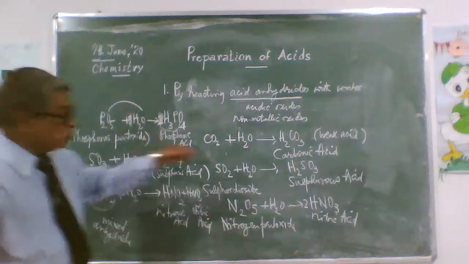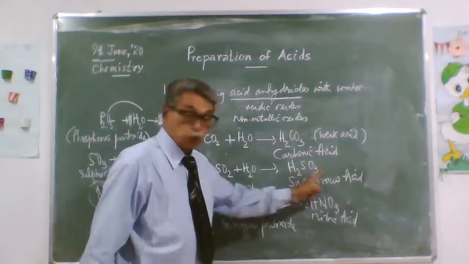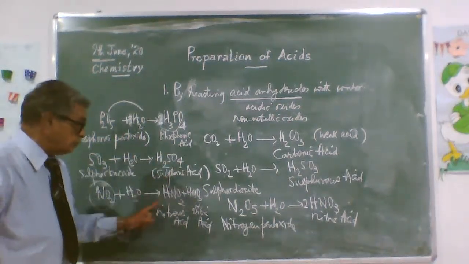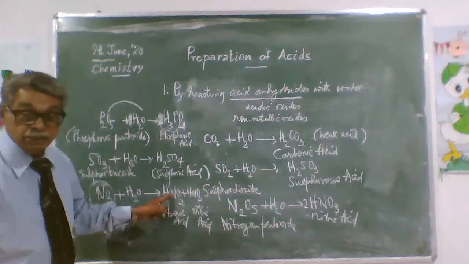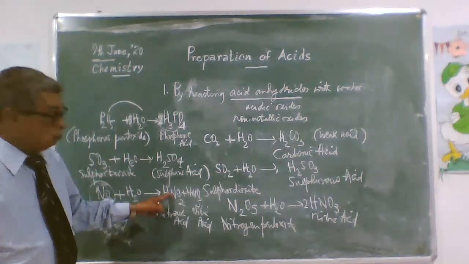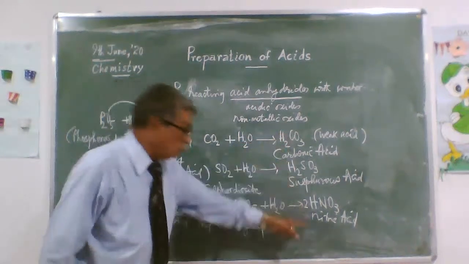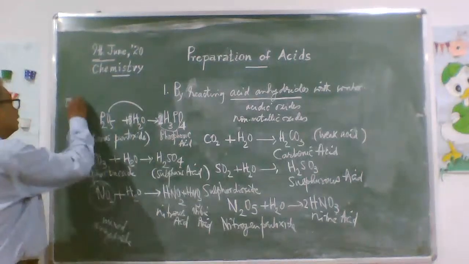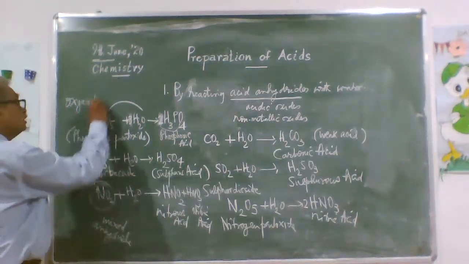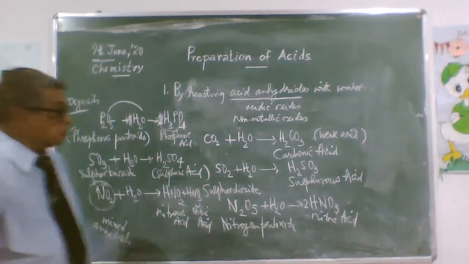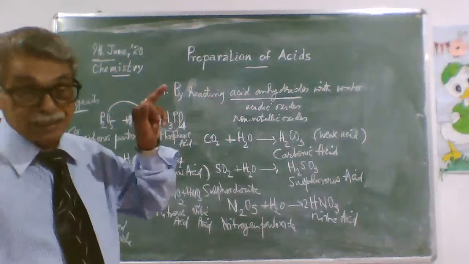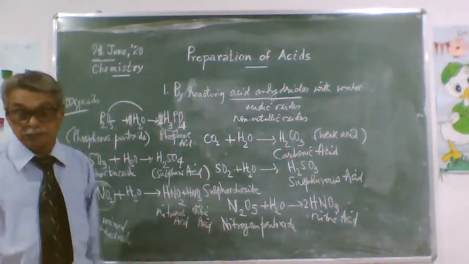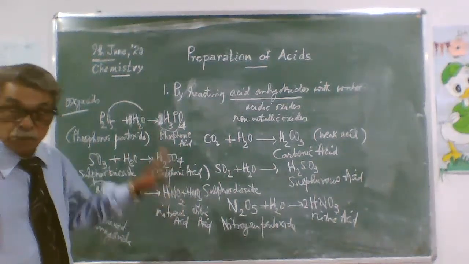All these acids, you must notice one thing: H2CO3, H2SO3, HNO3, H3PO4, H2SO4, all these contain one element commonly. What is that? One element which is common is oxygen. In all these acids, you find there is oxygen. So they are oxyacids. First one I told you was they are producing hydroacids, and these are oxyacids. All oxyacids can be prepared in this way.